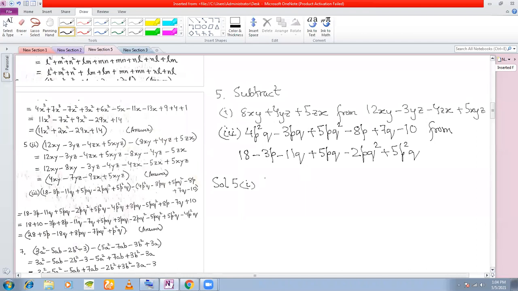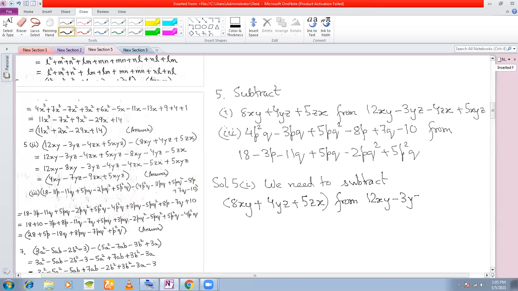Solving 5-1 first. We need to subtract 8xy plus 4yz plus 5zx within brackets. This is one expression. This expression needs to be subtracted from 12xy minus 3yz minus 4zx plus 5xyz. Okay. So we need to subtract this from this.